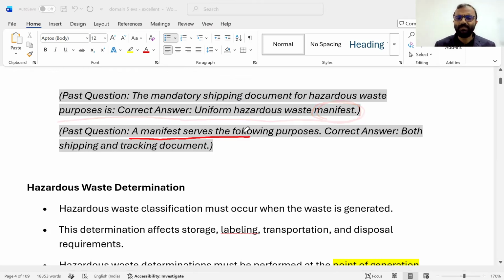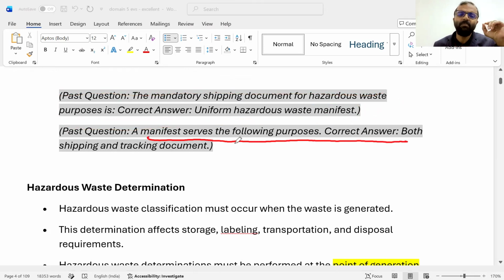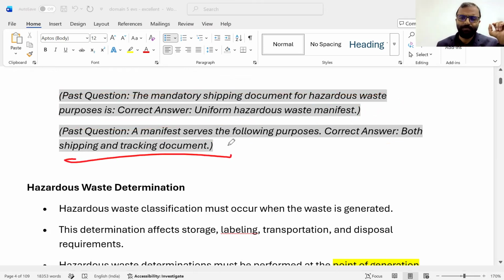The manifest serves, see actually this is a question and options भी है, मैंने options नहीं दिया because this will make your notes very big. That is why I have not given the options. A manifest serves the following purpose. Correct answer, both shipping and tracking document. Okay. Options दिया नहीं, directly मैंने दिया.